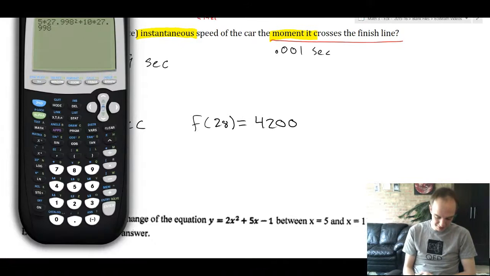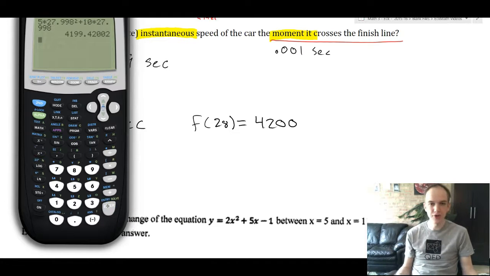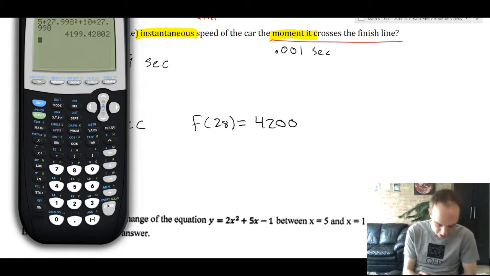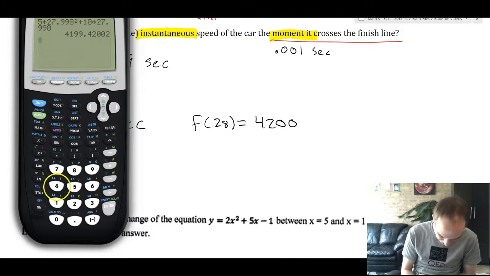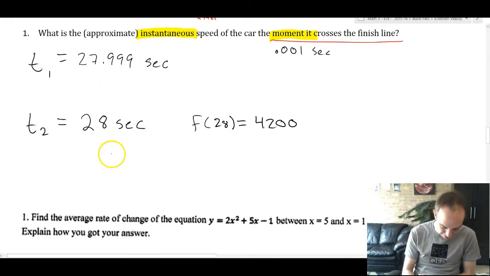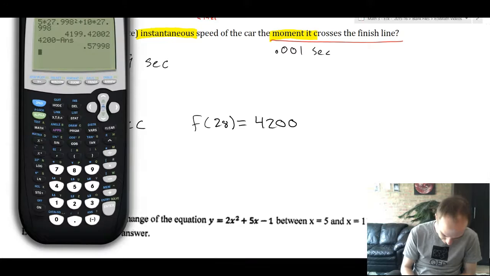All right, I've plugged 27.999 into the function. I'm about to hit enter. I'm going to show you how to finish this calculation entirely on your calculator, and I'm going to show you what I'd like to see written down. So we've got this number in our calculator. What we're going to do is 4,200 minus that answer. Boom. And then we're going to divide it by 0.001.